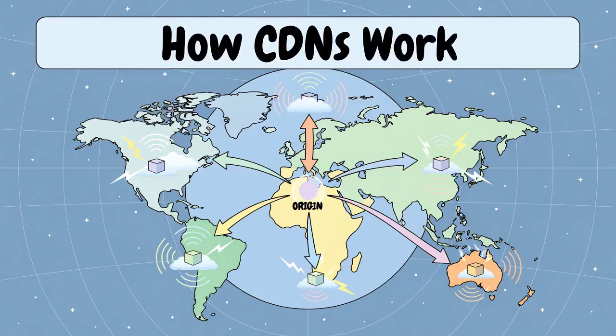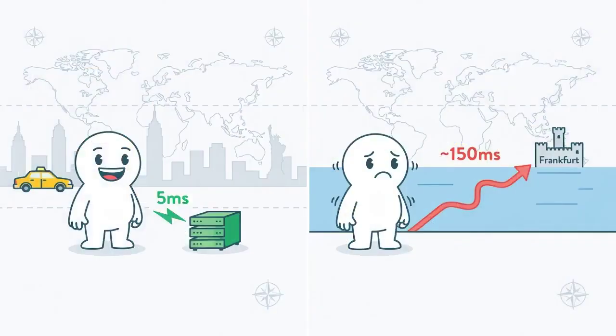A content delivery network, or CDN, is a globally distributed fleet of servers that delivers web content from locations close to the user. Instead of every request crossing the planet to hit one origin server, copies of your assets live on edge nodes spread across continents, ready to serve traffic in milliseconds. Edge servers are the key.